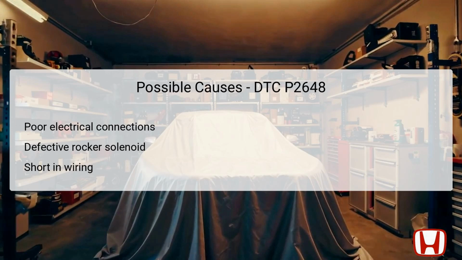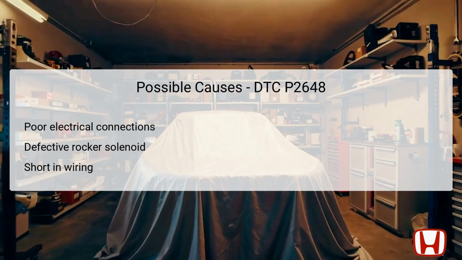Several possible causes can lead to the emergence of DTC P2648. One common cause is poor electrical connections at the rocker arm oil control solenoid or the powertrain control module, PCM. If connectors are corroded or improperly seated, voltage may not reach the solenoid, triggering this code.